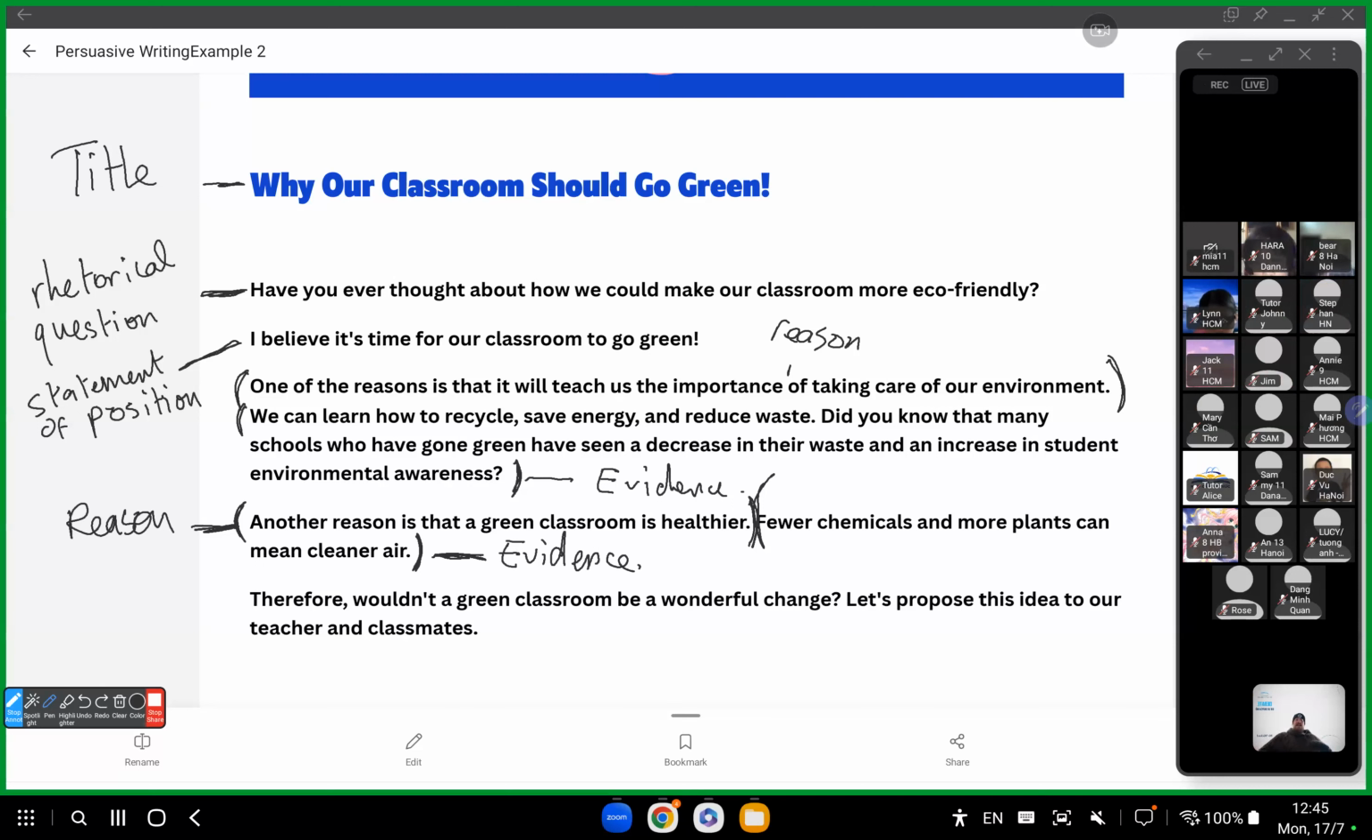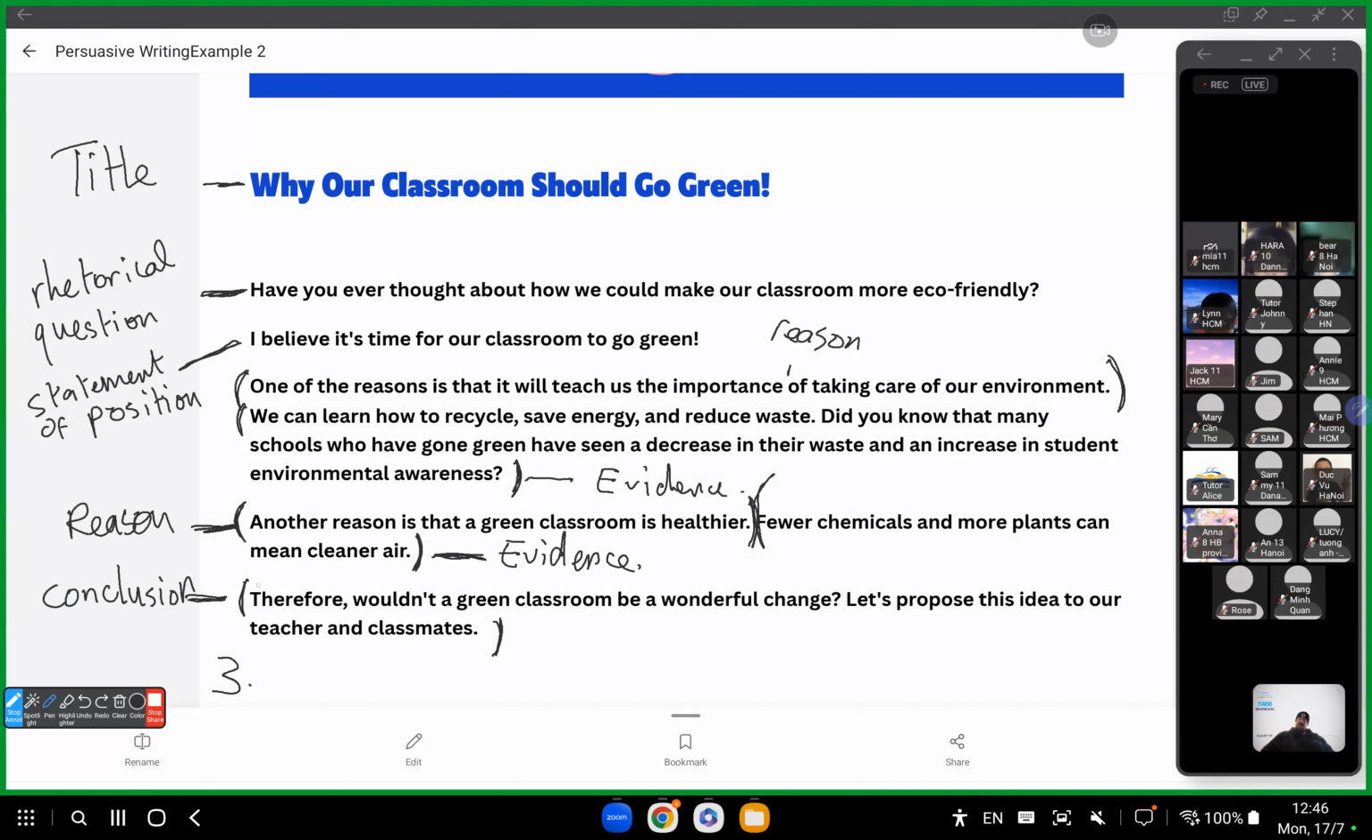Very good. And now we have our final part here. What do we call this? Jack. It is the conclusion. Very good. Okay. Now, this conclusion, just to point this out, we actually have 3 different techniques being used here.